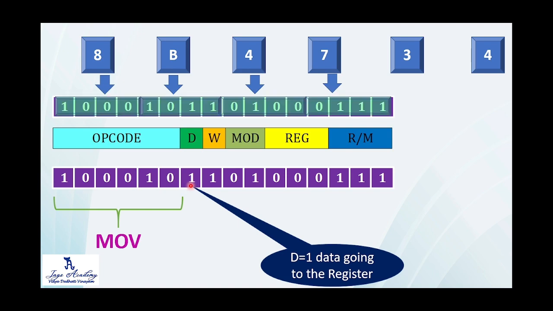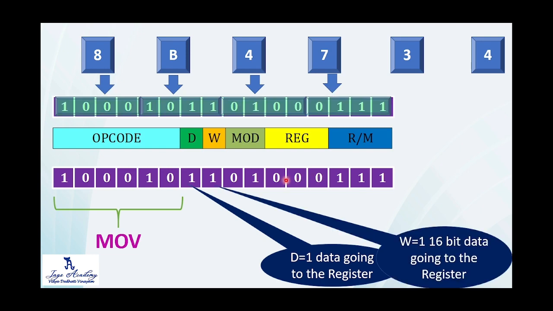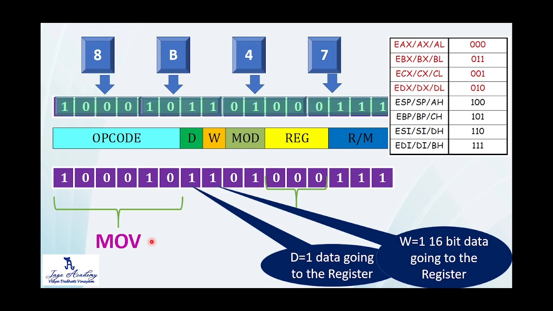That means your destination is going to be a register. So what should come immediately next to move is a register. Which register do you have to put here? Once again, that will come from your W bit and REG bit. These 3 REG bits. Now W bit is 1. That means 16 bit. That means the register which you're going to put here is going to be a 16-bit register. Which is that register? You get it from the REG bits.